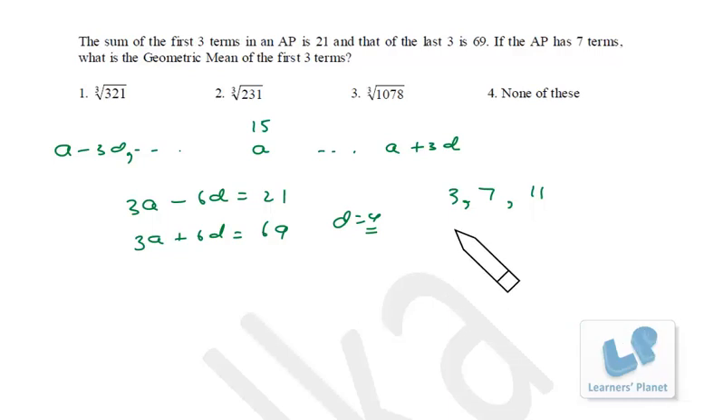And now we have to find out the geometric mean of these three terms. So it's 3 into 7 into 11, so it's 231 cube root. Okay, so that's simple. I hope you are clear.